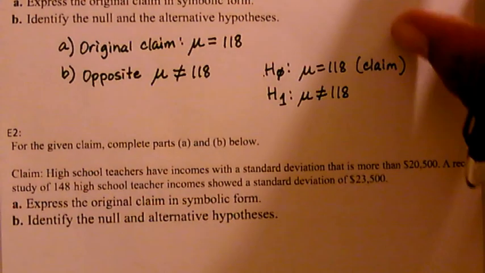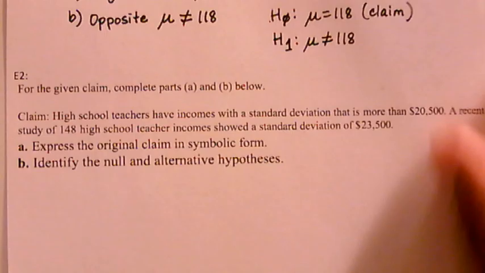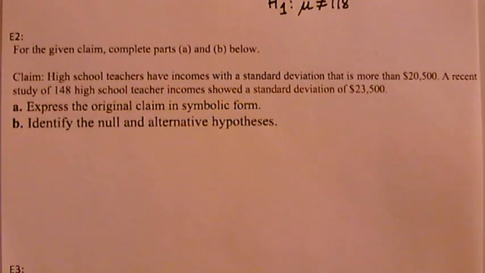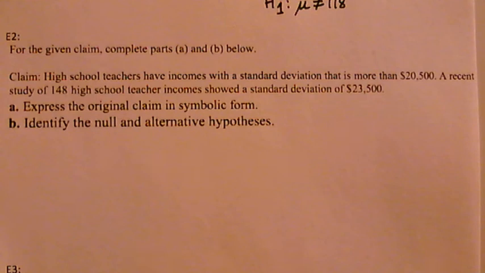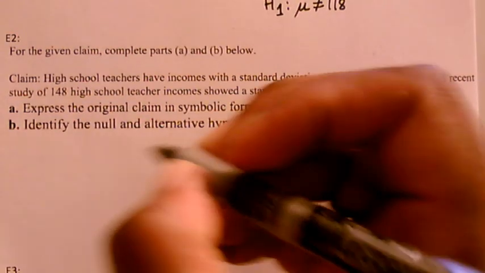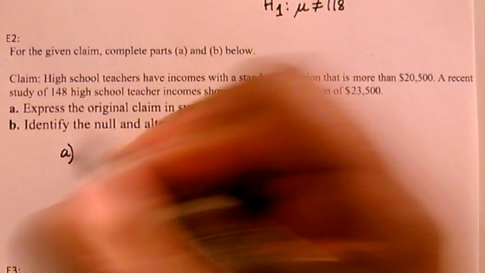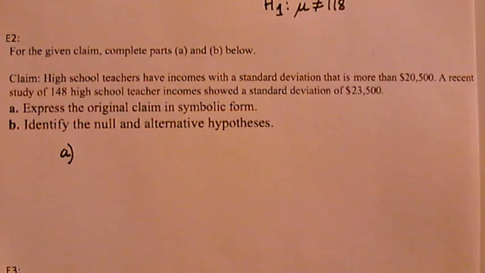Okay, here's another example. The claim is this: high school teachers have incomes with a standard deviation that is more than $20,500. A recent study of 148 high school teachers' income showed a standard deviation of $23,500. Now in part A, you want to express the original claim in symbolic form.